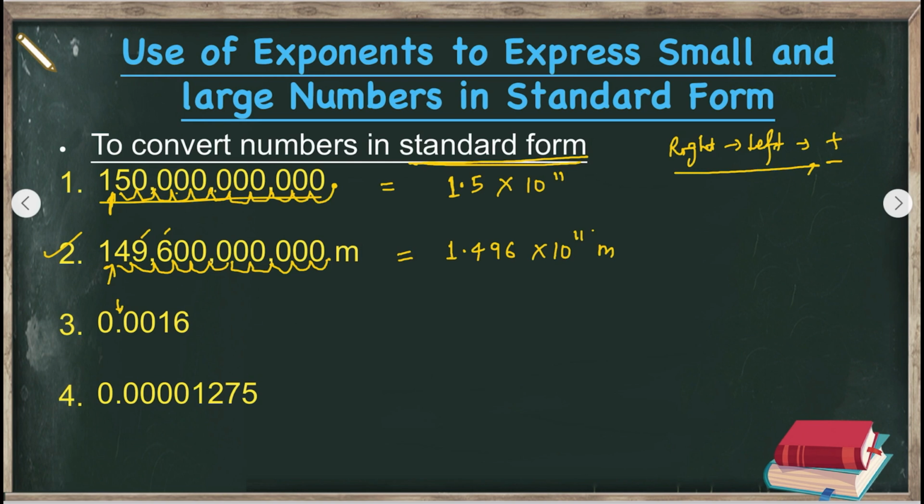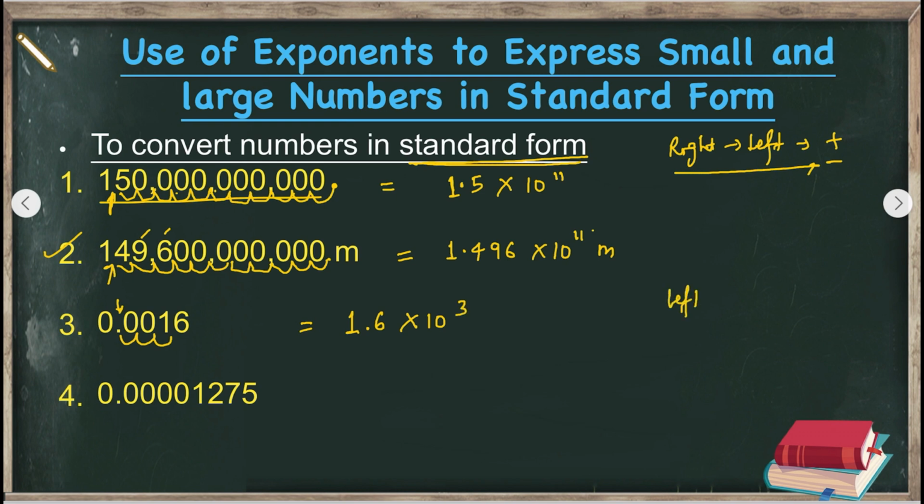Now the next one: you can see the decimal is given here. In order to convert to standard form, again we are going to shift the decimal right after the first digit. How many places do we have to move? We have to move just 1, 2, 3 places. So we'll bring this decimal right after the first digit, that means 1.6 into 10 raised to power, how many places? 1, 2, 3.